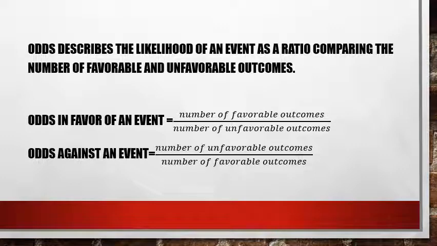Alright, odds describe the likelihood of an event as a ratio comparing the number of favorable and unfavorable outcomes. Odds in favor are the number of favorable outcomes over unfavorable, and then odds against are the number of unfavorable over the number of favorable.